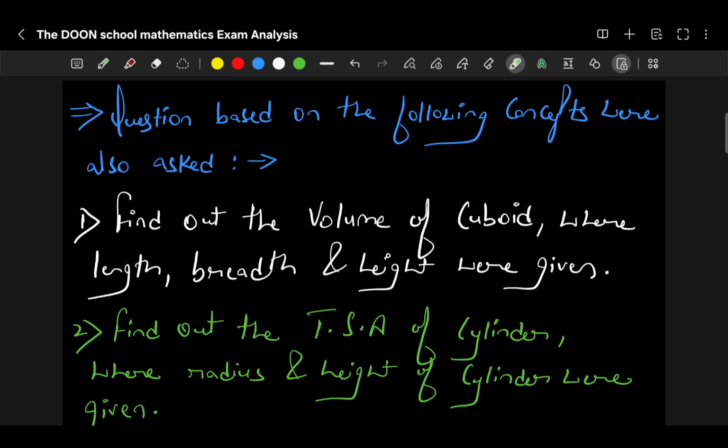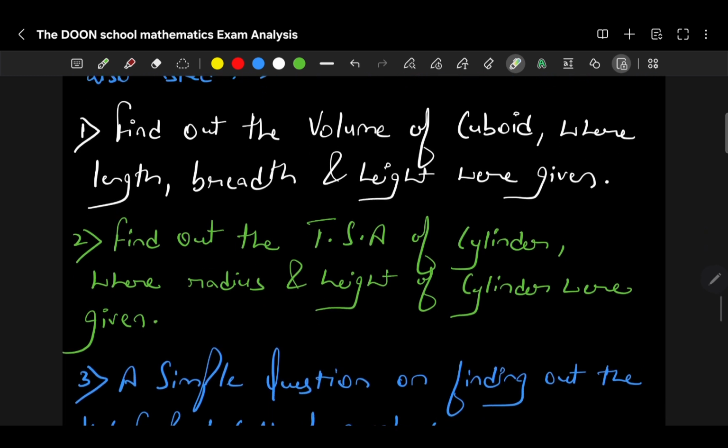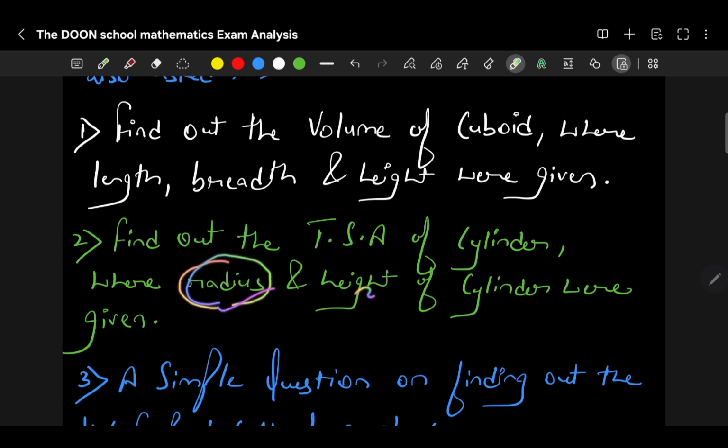There was a question where you have to find out the volume of a cuboid where length, breadth, and height were given. So a simple LBH question, L into B into H is the volume of a cuboid. The next concept they asked was to find out the total surface area of a cylinder, where the radius and height of the cylinder were already given. So I think you should know the basic formulas of these 3D figures, like how to calculate the surface area and volume, and they can ask you basic questions like radius is given and height is given. So you can practice these simple types of questions.